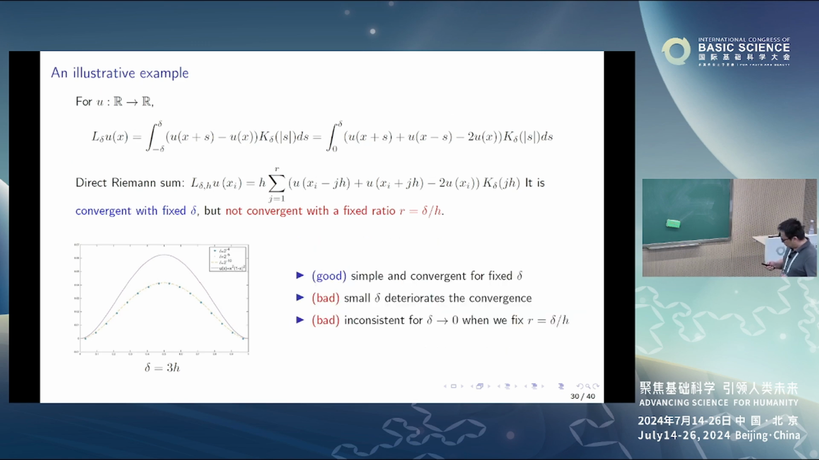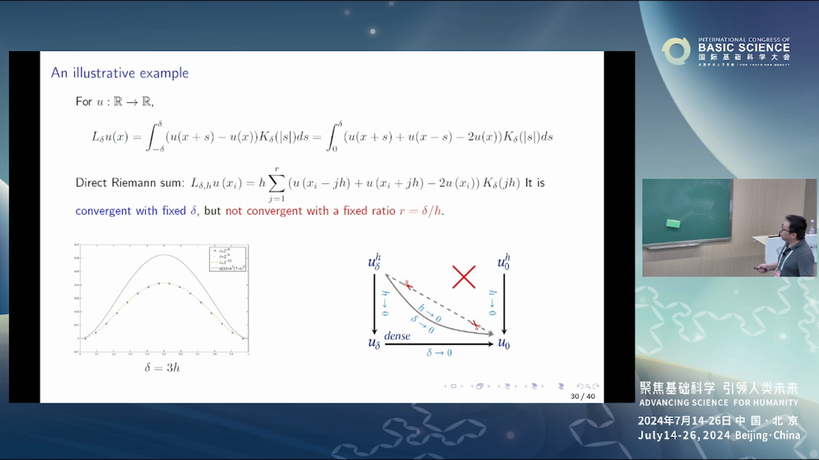So this implies if you fix delta, then this approximation is good. It's quite simple and it converges. But if you shrink delta, for small delta the convergence deteriorates. You will get a large error. And if delta goes to 0 and you fix the ratio between delta and h, there is an inconsistency between your numerical solution and the local solution. You never get the convergence, and you don't have this complete diagram, you lose a part of it.